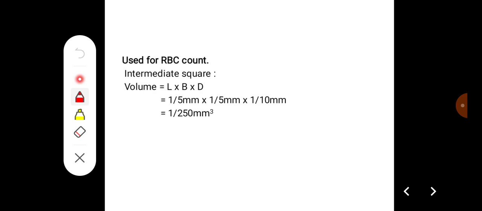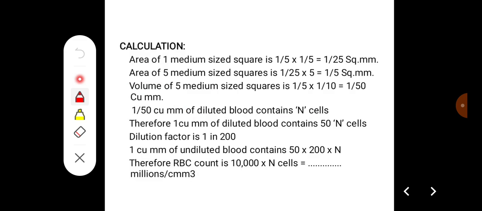If you see the dimension of each intermediate square, it is 1/5 into 1/5, and if you consider volume, the total volume is 1/250 cubic millimeter. The area of one intermediate square is 1/5 into 1/5, that is 1/25 square millimeter, and we are counting RBCs in 5 medium squares, so that makes the area 1/5 square millimeter. Hence the volume becomes 1/5 into 1/10 is equal to 1/50 cubic millimeter.